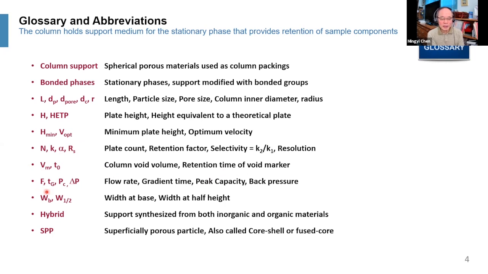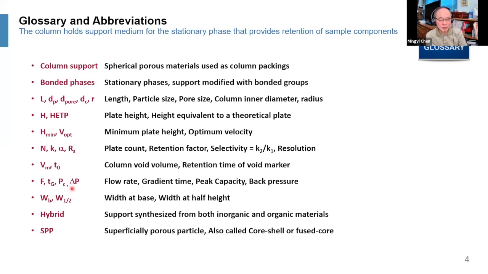F is flow rate. Gradient time, we talked about that extensively. It's really a powerful parameter that you can change, particularly if you have a multi-segment gradient. You can do a lot of method development using gradient time and the gradient segment. You can do a lot of higher resolution for your complex separation.